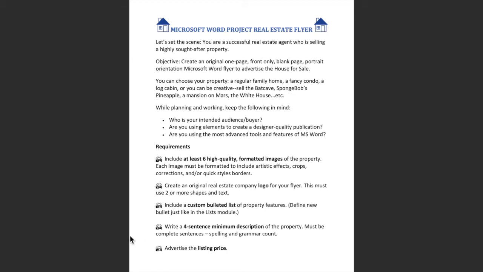Aside from just that quick list, you also need to somewhere incorporate a 4-sentence minimum property description. Okay, this is complete sentences. Go back to realtor.com and zillow.com and see how real estate agents and brokers are actually describing properties. You want very vivid language, lots of adjectives that would make your potential buyer interested in the property. On this part, spelling and grammar do count.